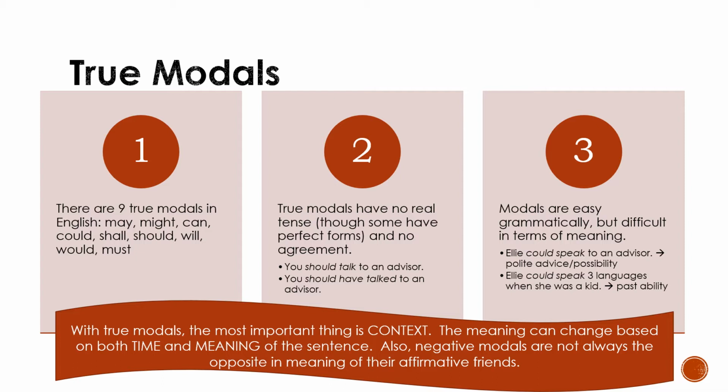So if you look at my examples in point 2, you should talk to an advisor. It doesn't matter what the subject is, it's going to be should talk. So I should talk, he should talk, we should talk, they should talk. No agreement. And the second example is a perfect form: you should have talked to an advisor. That's how you would talk about what's called past advice. We're going to be getting to that in our next lecture.